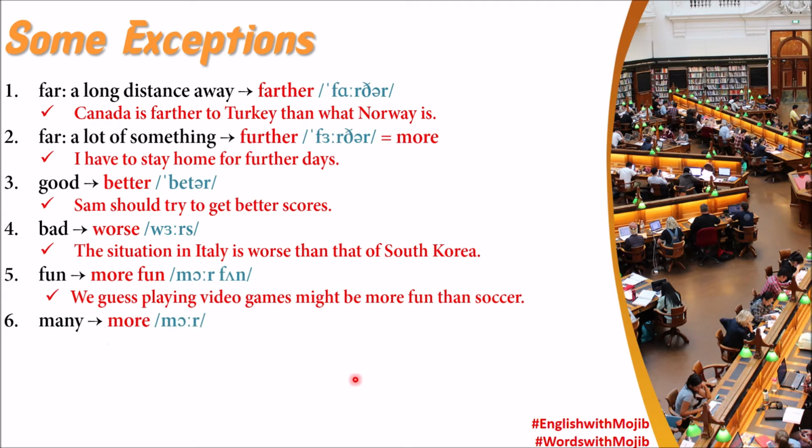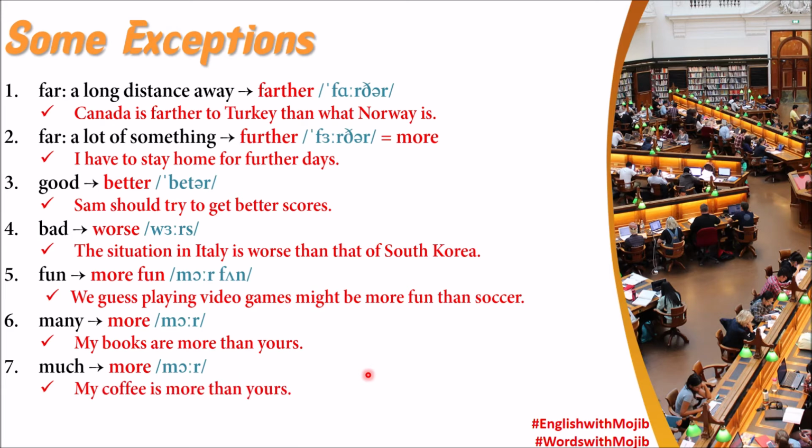Many will be more. The comparative form of many is more. My books are more than yours. My books are more than your books. And number 7 is much. The comparative form of much is more, again, same as many. For example, my coffee is more than yours. My coffee is more than your coffee.